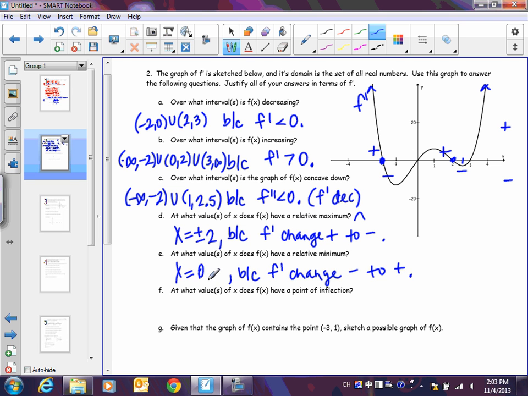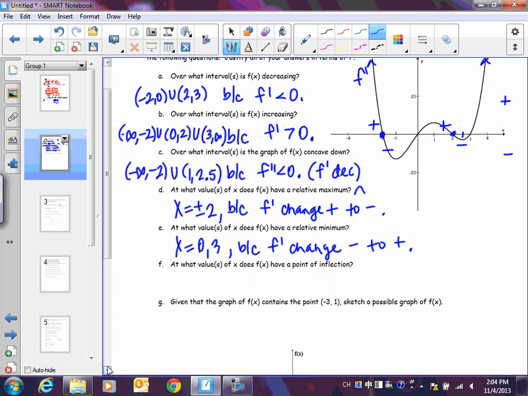X equals 0 and 3. And you can write it like this, that is fine, but don't put parentheses around it. Parentheses imply that you're either talking about a point or an interval, and I'm just talking about a set. So you could write x equals 0, x equals 3. You could write it with the curly braces. This is fine too. And the reason is because f prime is changing from negative to positive. Okay, so it's the same concepts we did last week, but kind of different types of problems.